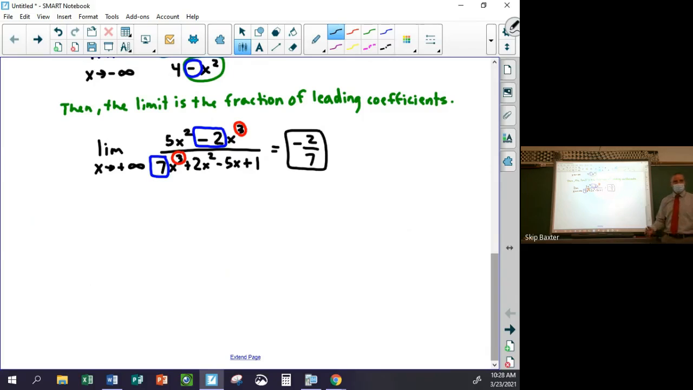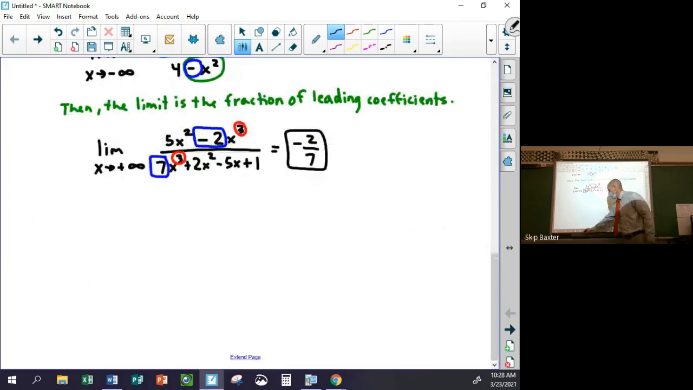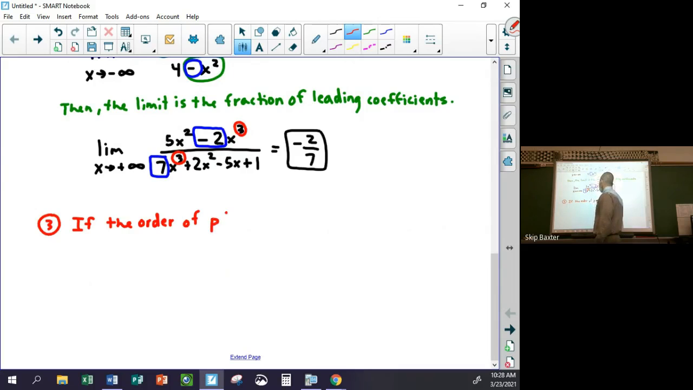Does that make sense? Because the top and bottom are growing at the same rate. Okay? And then the third scenario is if the top is bigger, if the order of p of x is greater than the order of q of x. Okay, top has a bigger power.